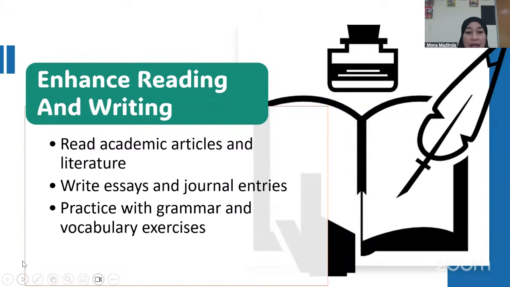Speaking, listening, reading, and writing. Enhance the reading and writing. Read magazines, articles, essays, journal entries, and practice your grammar. Write one sentence every day. When you read the sentences in the articles or journals, you can rewrite them just to practice the vocabulary that the sentences are using. You can learn grammar from your reading. This is besides the classroom learning.